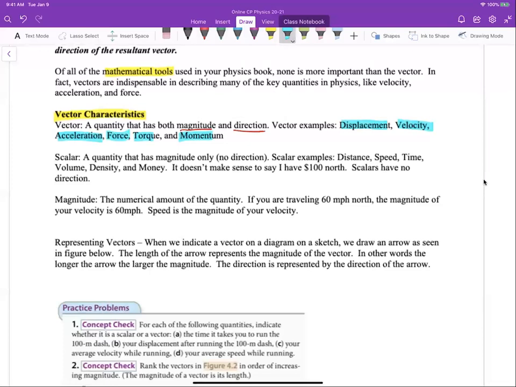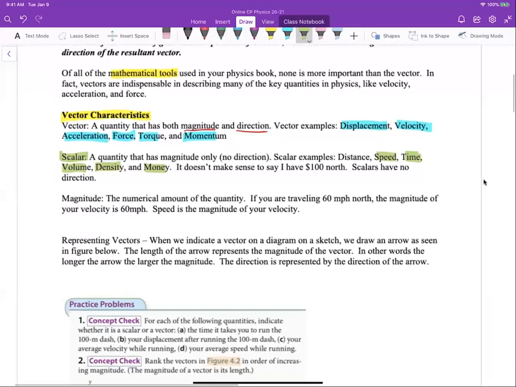What is a scalar? A scalar is a quantity that only has a magnitude, no direction involved. Here are some examples: speed and time. So let's talk about time for just a second. It doesn't make sense to say that I have 30 minutes north. So direction on scalars doesn't apply. It doesn't make sense to say I have 4 gallons east. Density, money. These are examples of scalars. So scalars have no direction.